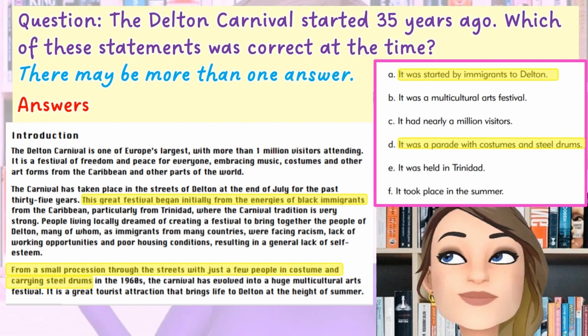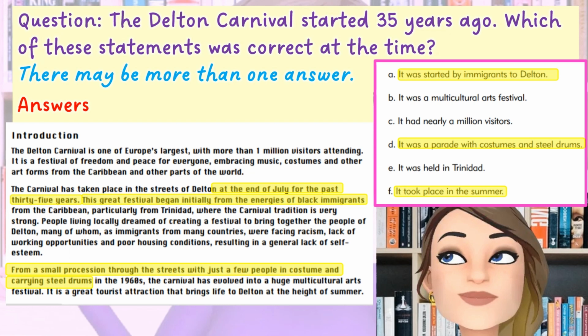It was a parade with costumes and steel drums, and it took place in the summertime. Do you have any more answers, or do you have different answers? If so, it might be because you've misread the question.